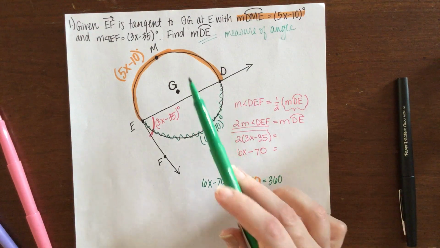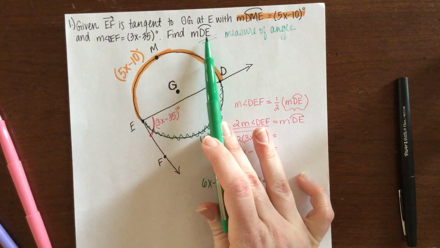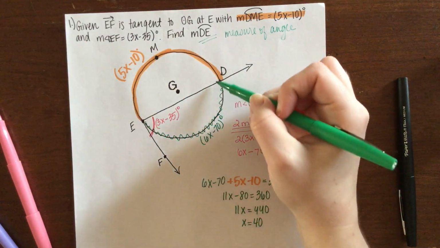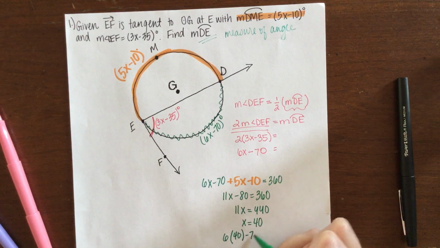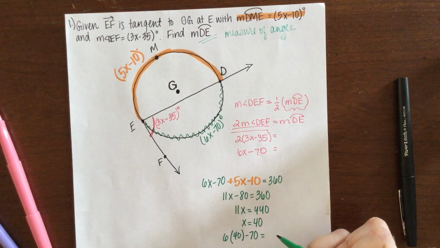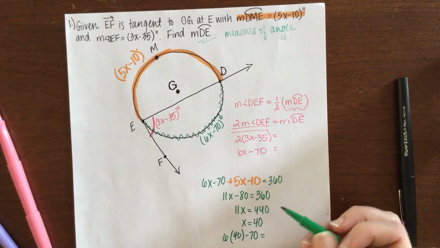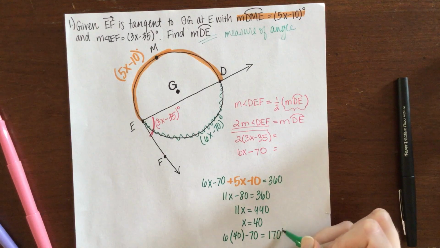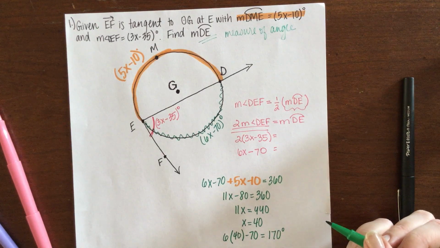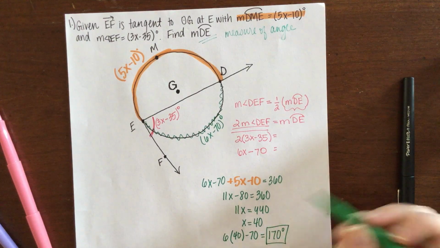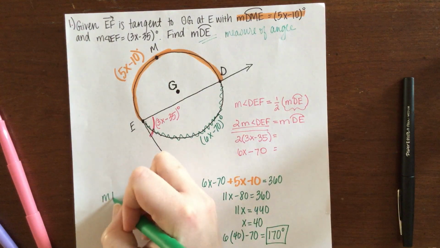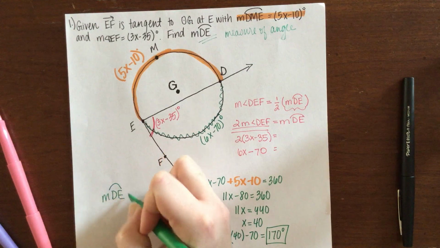So I'm going to go back to my original question, find the measure of arc DE. Arc DE is right here, so we know it's 6x minus 70, so 6 times 40 minus 70 equals 170 degrees. Boom. So the measure of arc DE is 170 degrees.